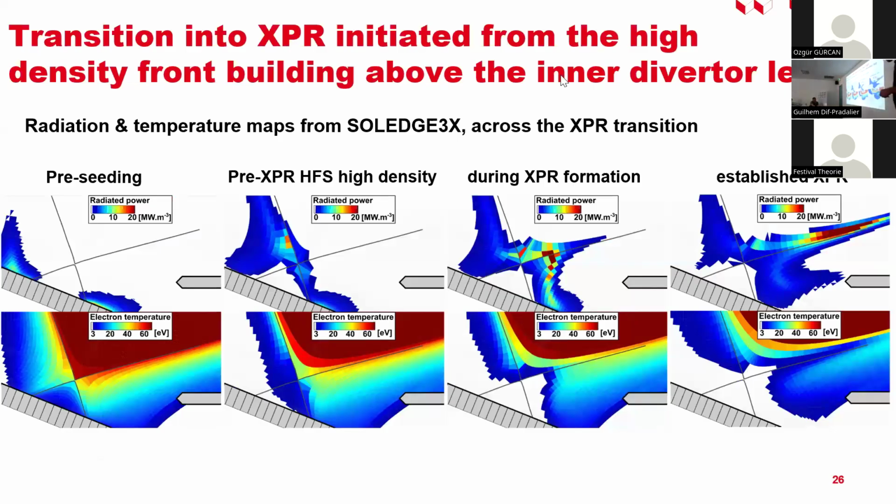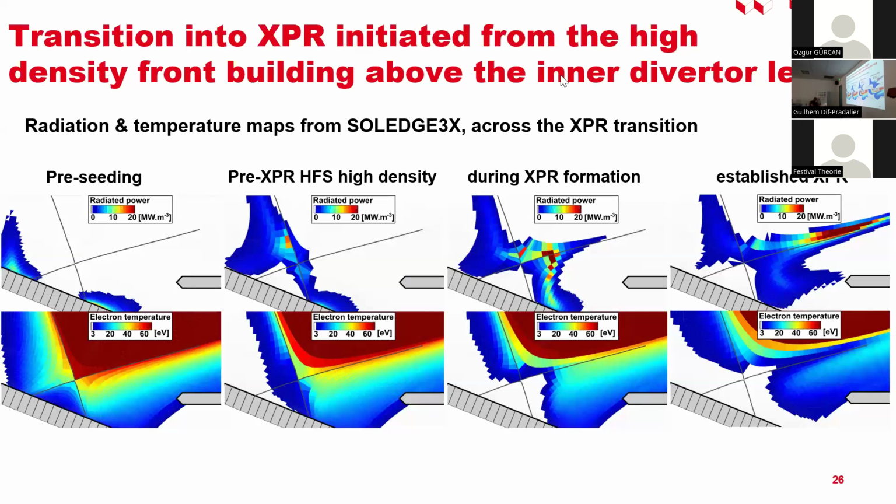So the 2D maps obtained from the simulation are shown here. The radiation map is at the top, and the bottom shows the electron temperature map. We start without seeding, electrons are at about 20 eV at the target, and radiation is very low, concentrated at the target. Now you inject nitrogen, you wait a bit, and you get this high field side, high density, highly radiating front appearing on the inner side of the separatrix, close to the divertor. You see the inner target has cooled below 3 eV.